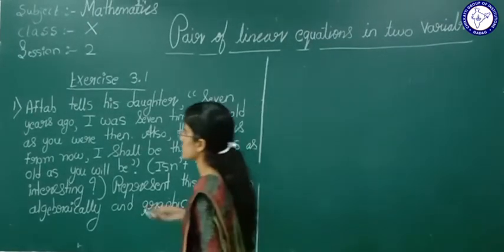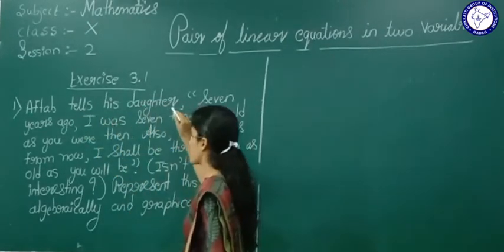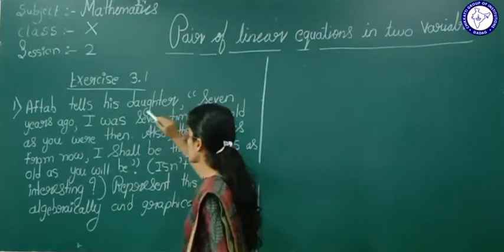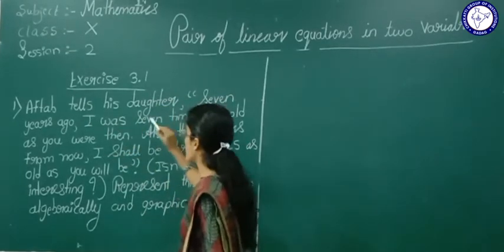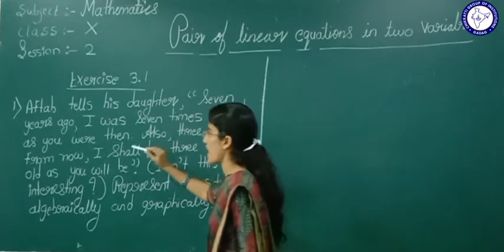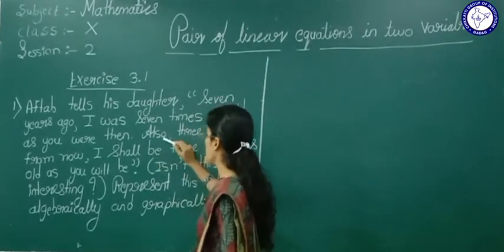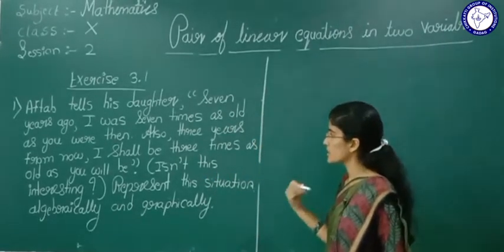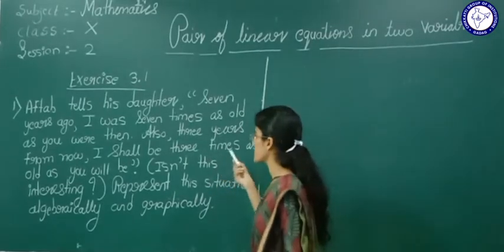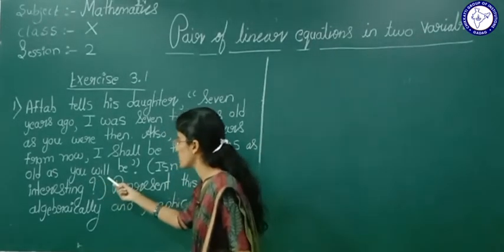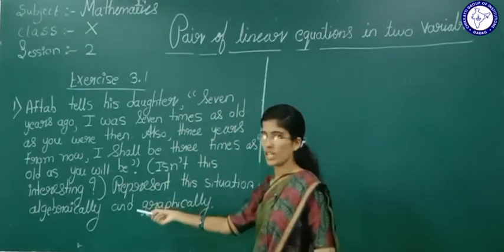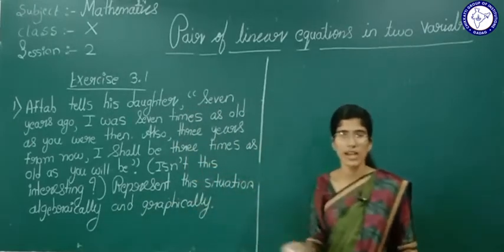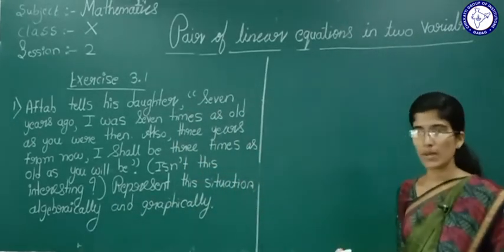The first problem tells us that Aftaf is telling his daughter, 7 years ago I was 7 times as old as you. Also, 3 years from now, I shall be 3 times as old as you will be. Is this not interesting? Represent this situation algebraically and graphically.